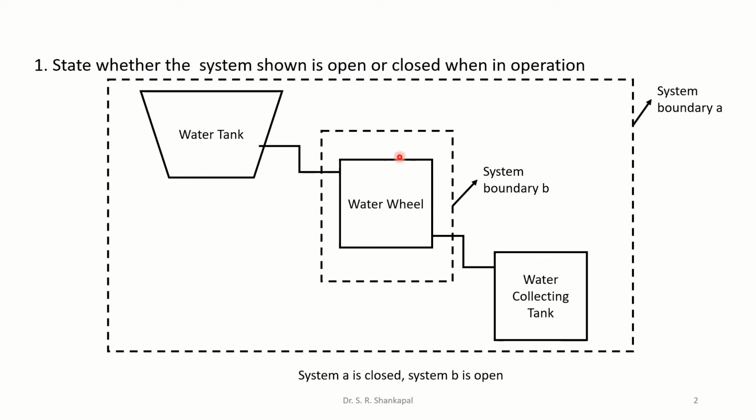Suppose I consider the water wheel alone. Look here, water is entering, mass is entering into this, mass is leaving. Of course, work is also crossing the boundary of the system. This we can call an open system.